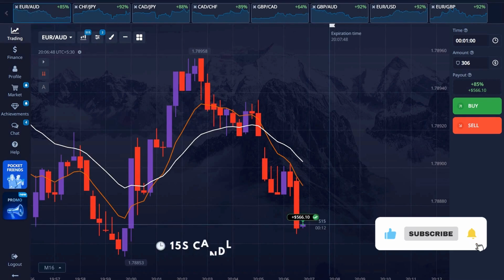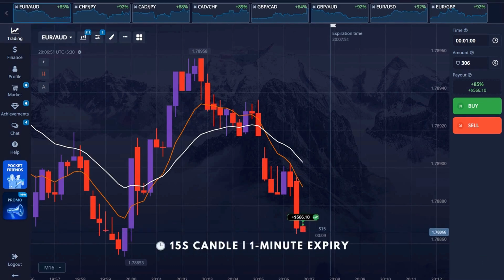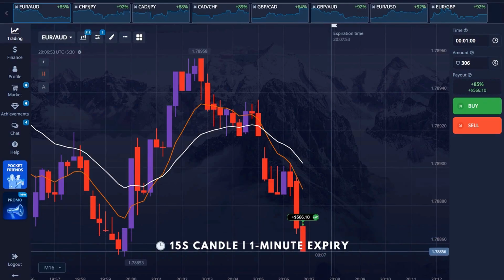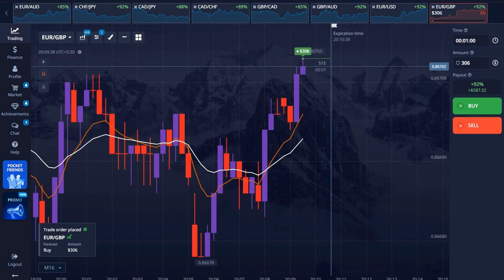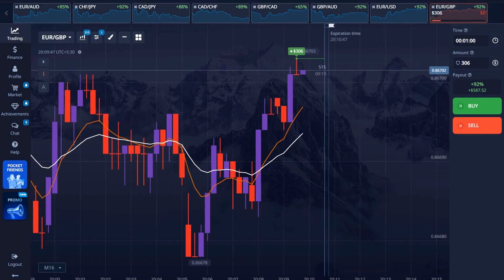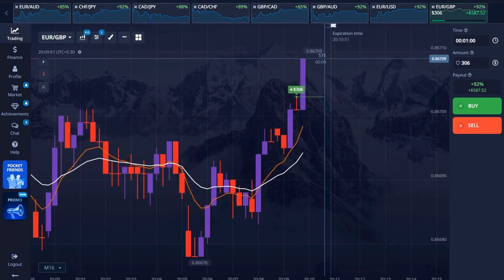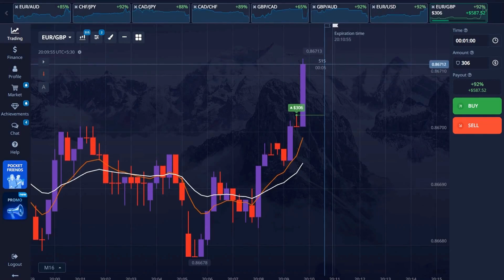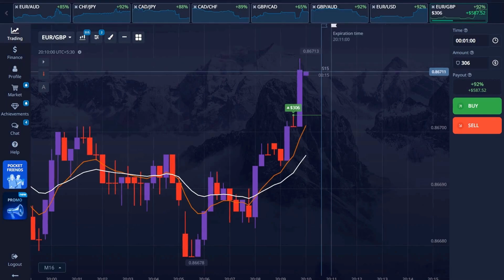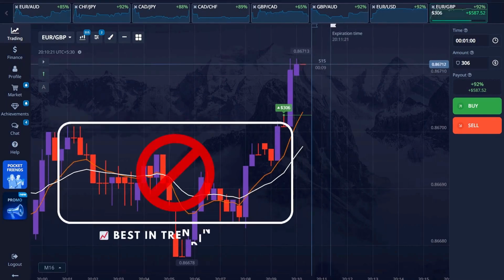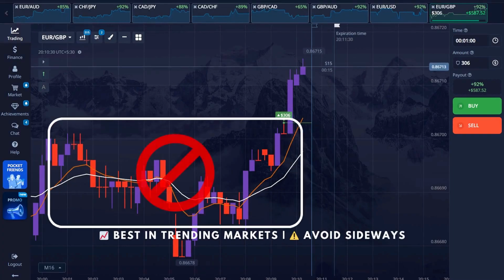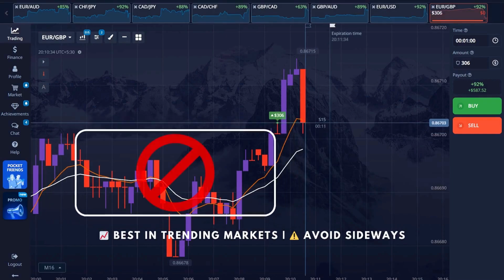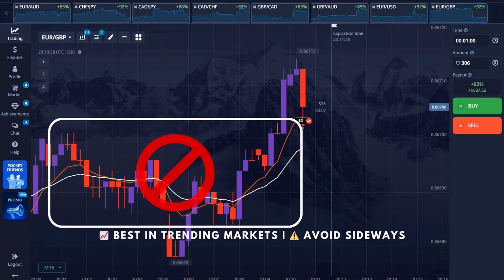For this strategy, I personally use a 15-second candle time frame and a 1-minute expiry. That means each trade is quick, but still has enough confirmation to filter out noise. This setup is fast, exciting, and works really well once you learn to spot the right trends. But here's something important. This crossover strategy is designed for trending markets. So if the chart is moving sideways or ranging, please avoid trading. In sideways markets, signals can get very confusing and you'll end up overtrading.